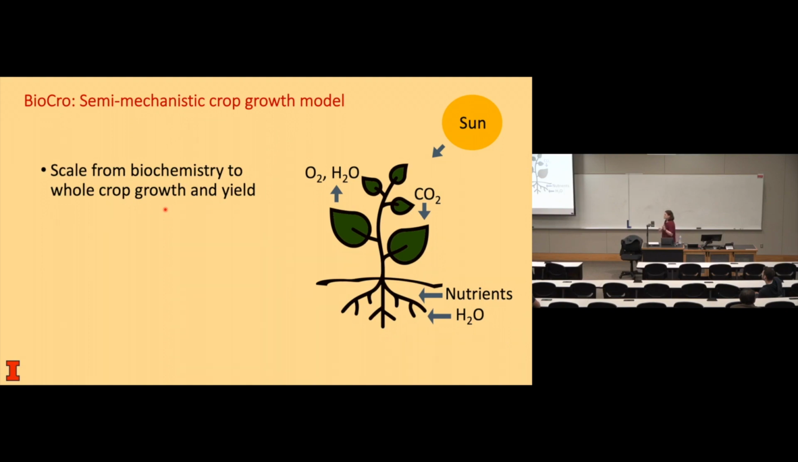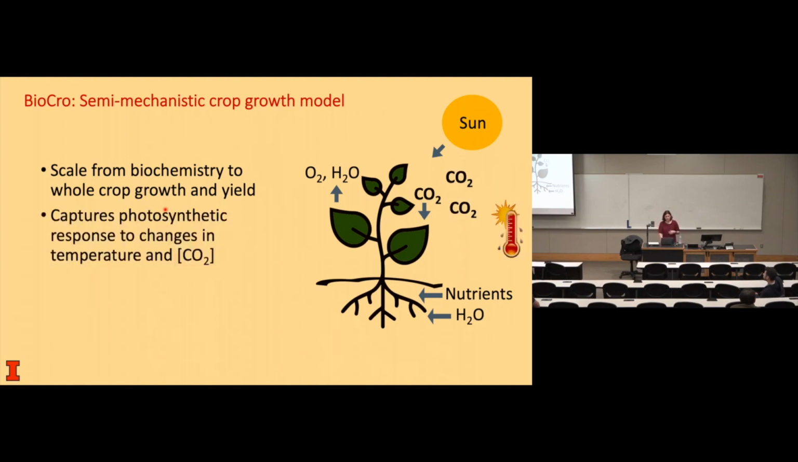And so this model that I've been working with is called BioCrow. It scales from the biochemistry of photosynthesis to whole crop growth and yield, and it takes in the inputs of atmospheric CO2, as well as water and some nutrients and the solar radiation expected by the plants. And it's able to capture photosynthetic responses to changes in temperature and atmospheric CO2.